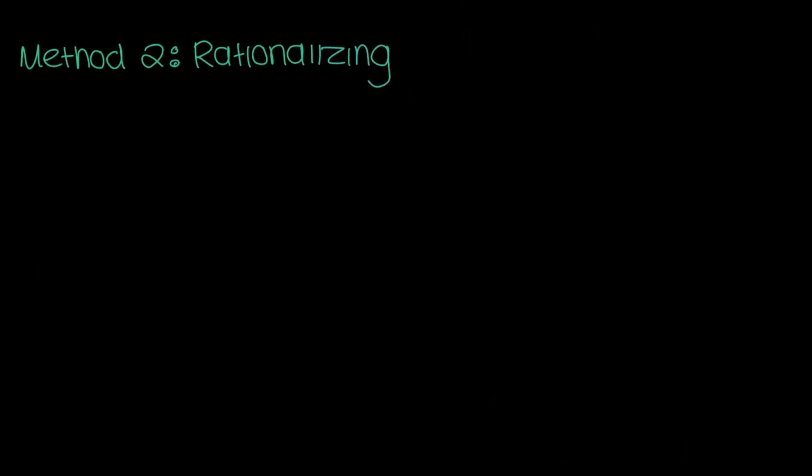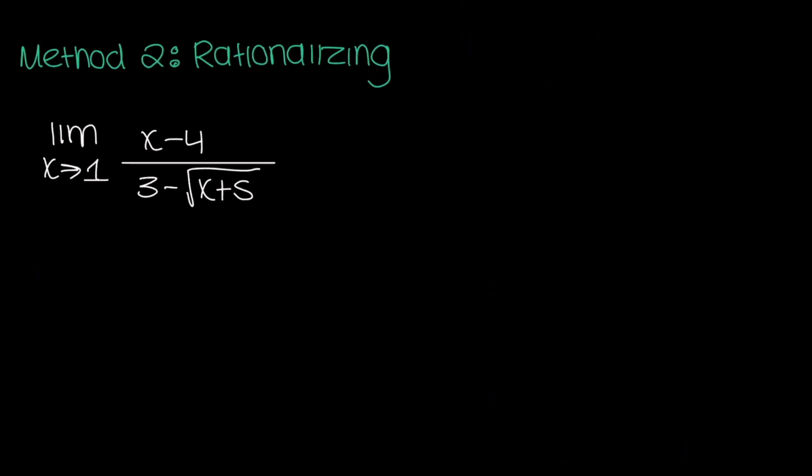And next, we're going to look at a different method. This time, we're going to look at rationalizing. So method 2 is rationalizing. This one we had a long time to figure out in class, but there's a pattern to it. So the limit as x goes to 1 of x minus 4 over 3 minus the square root of x plus 5.